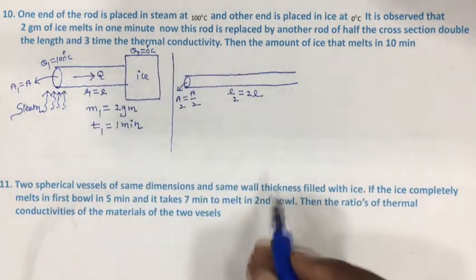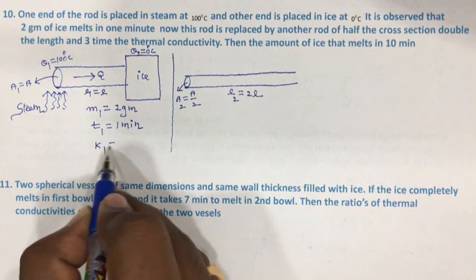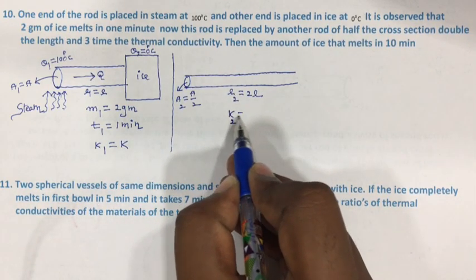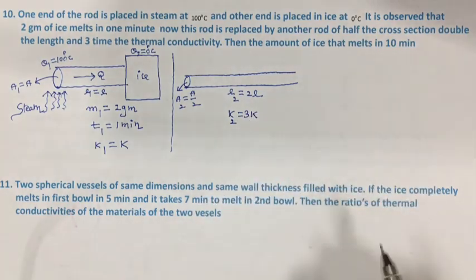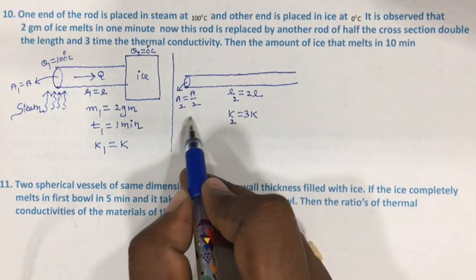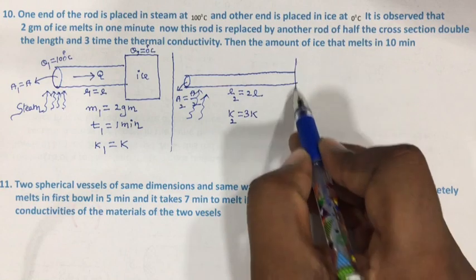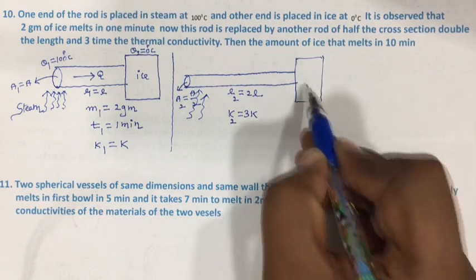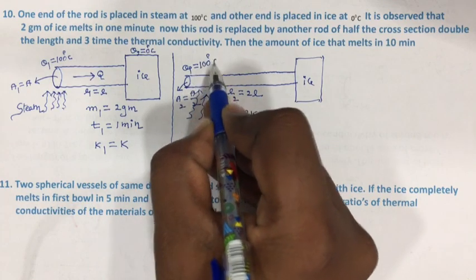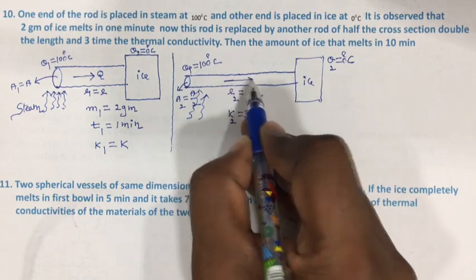And three times the thermal conductivity. The thermal conductivity of the first rod K1 is equal to K. The thermal conductivity of this rod K2 is equal to 3K, 3 times thermal conductivity అన్నాడు. Then the amount of ice that melts in 10 minutes. Okay, again steam is passing at this end. Steam ని పాస్ చేసాం, ఇక్కడ ఐస్ పెట్టినాం. So this is the ice. Steam temperature 100 degrees Celsius. Ice temperature theta 2 is equal to 0 degrees Celsius. Now again heat is flowing.